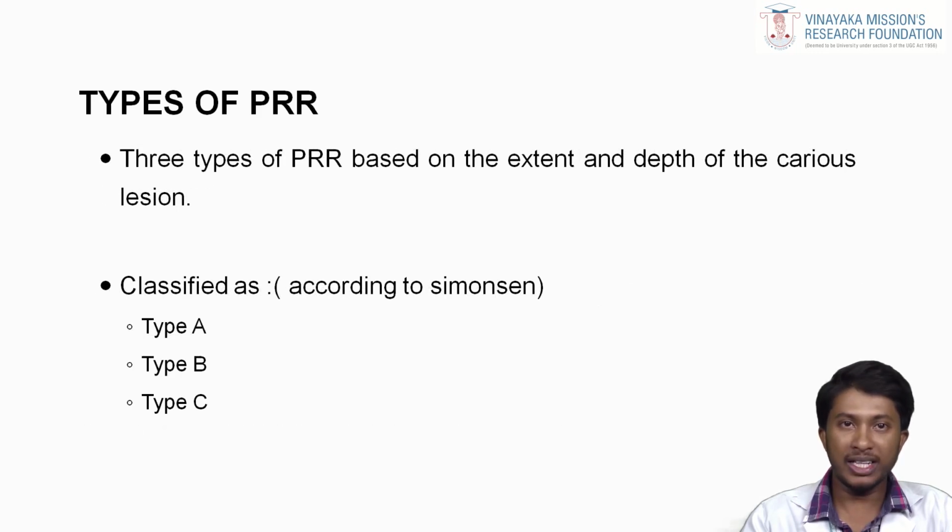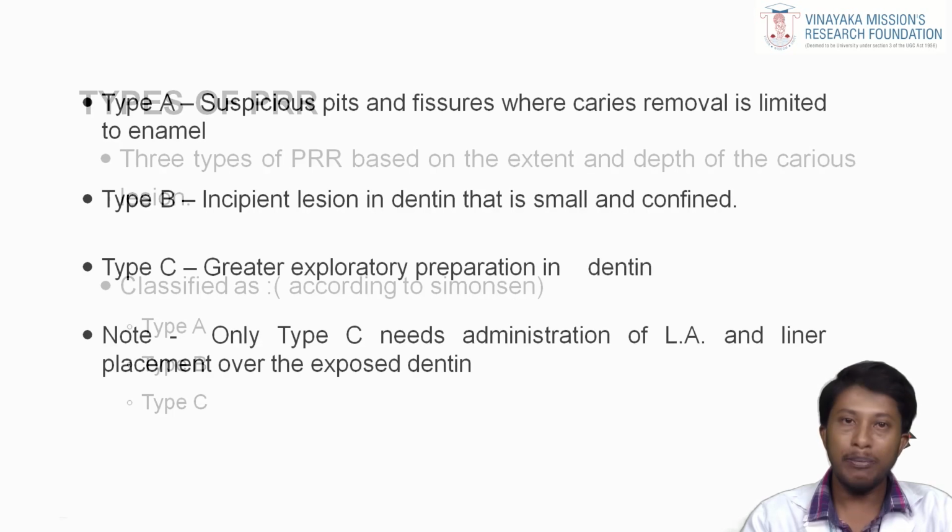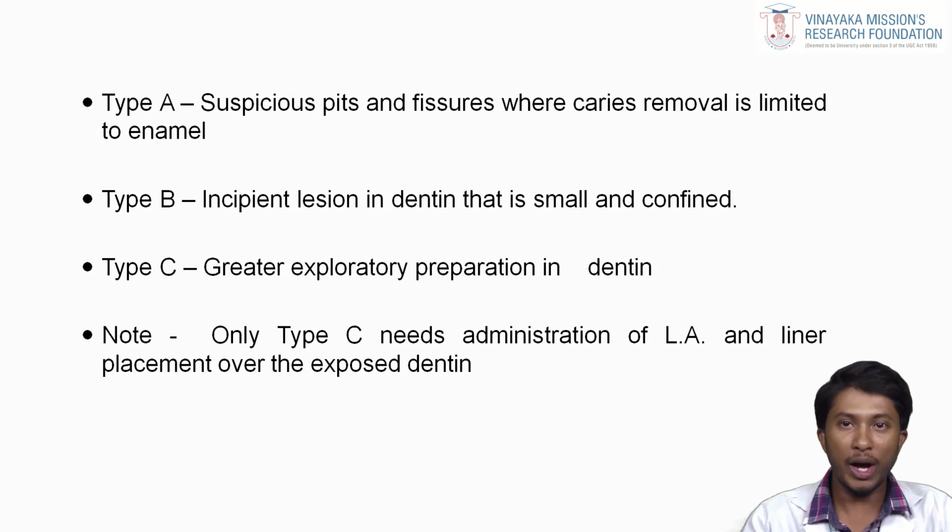There are 3 types of preventive resin restoration based on the extent and depth of the carious lesion, classified as type A, type B, type C, which was given by Simonsen. Type A, suspicious pits and fissures where caries removal is limited to enamel, type B, incipient lesion in the dentine that is small and confined, and type C, greater exploratory preparation in dentine. We have to note that only type C needs administration of LA and liner placement over the exposed dentine.